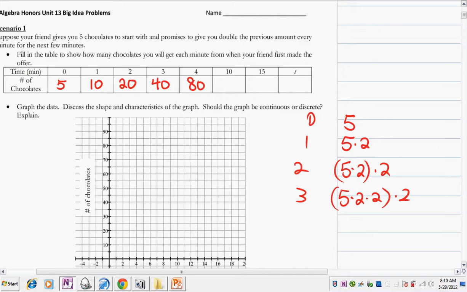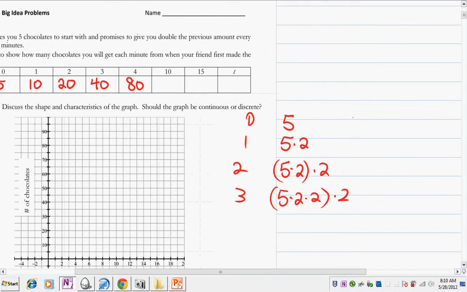It looks like I'm multiplying by 2 more for each one. So for the first time, I'm not multiplying by any 2s. That's 0. For 1, I'm multiplying by 2 once. For 2, I'm multiplying by 2 twice. For 3, I'm multiplying by 2 three times. And 2 multiplied 3 times can be represented as 2 cubed, 2 times 2 times 2. So this is just 5 times 2 cubed.